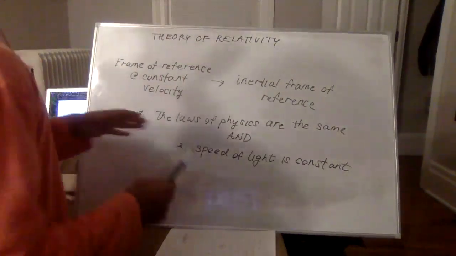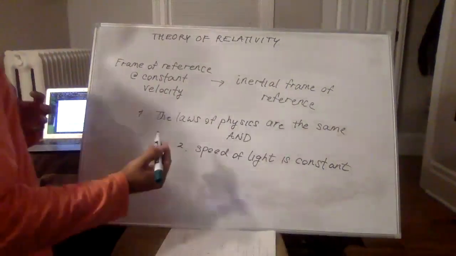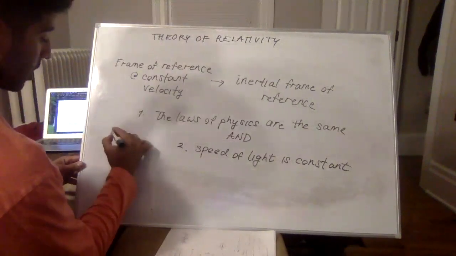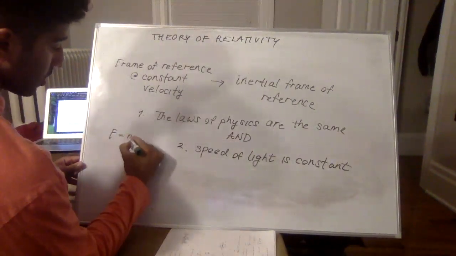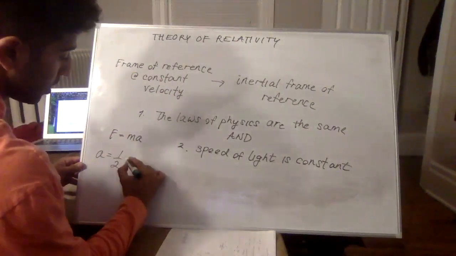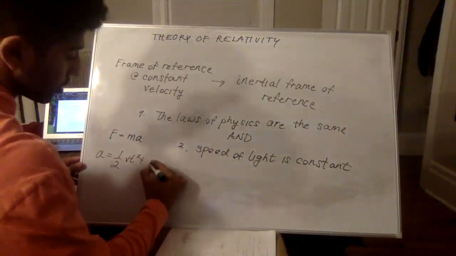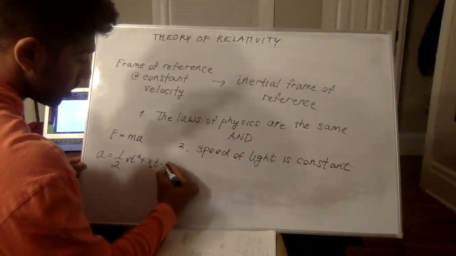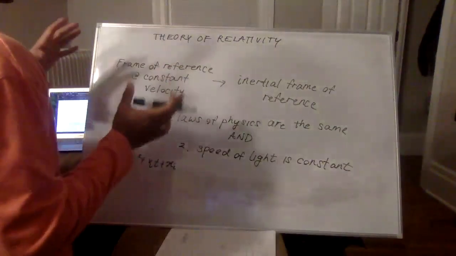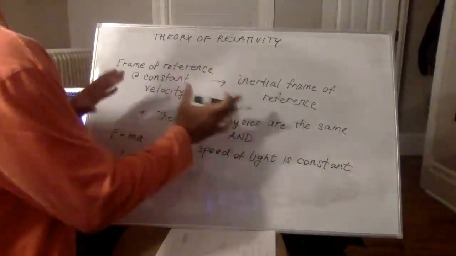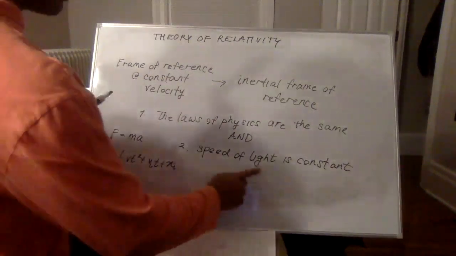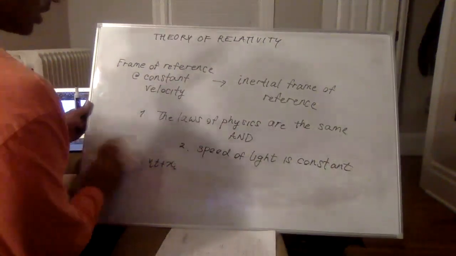What I mean by the laws of physics being all the same is basically everything you've learned in physics up to this point, everything of the Newtonian physics where F equals ma, or x equals 1/2 a t squared plus v initial t plus x initial. All those formulas you've used so far stay true in any inertial frame of reference. And number two, which is the weird one, is that the speed of light is constant.